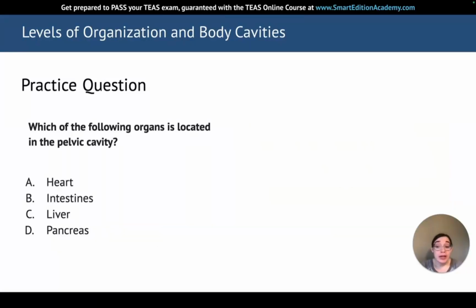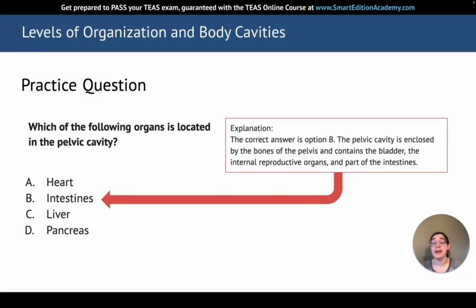Which of the following organs is located in the pelvic cavity? Is it A, the heart? Is it B, the intestines? Is it C, the liver? Or is it D, the pancreas? And the correct answer here is option B.